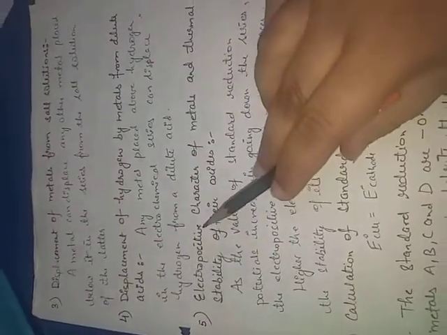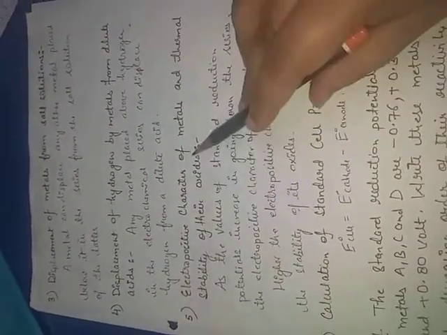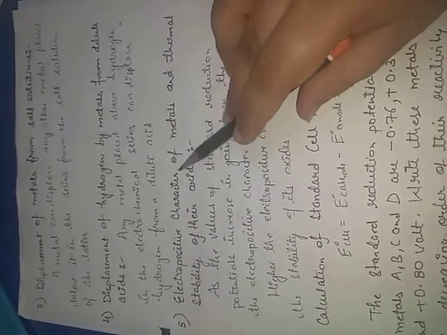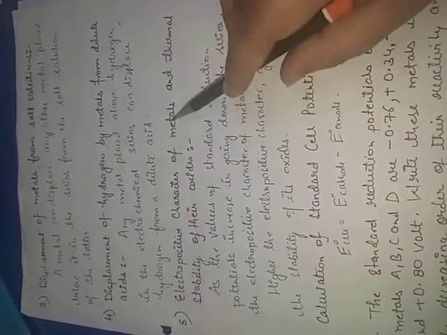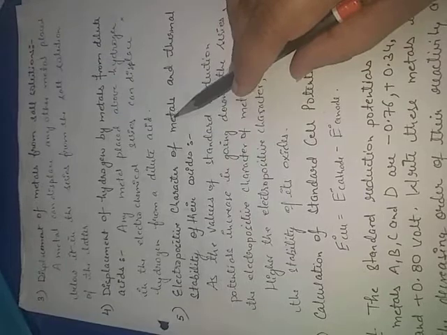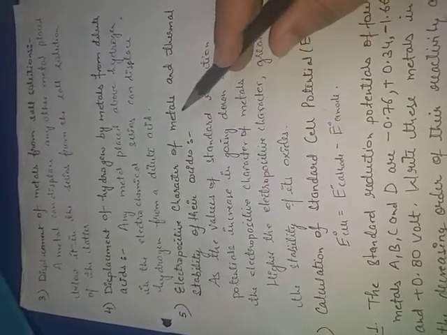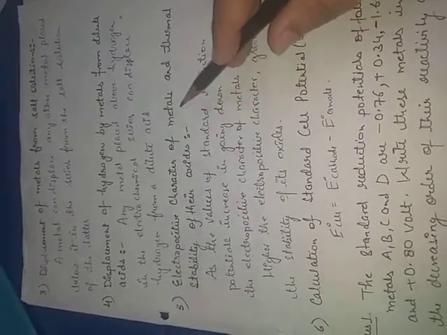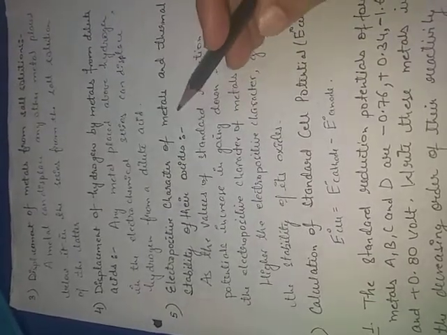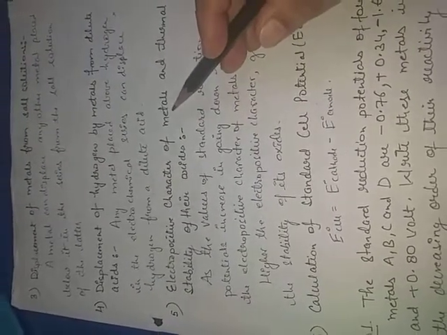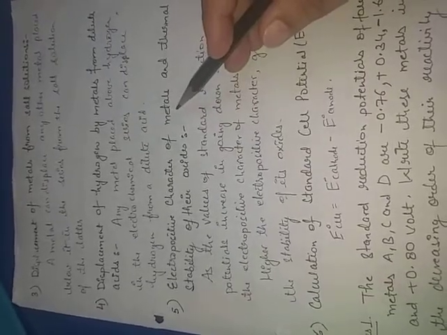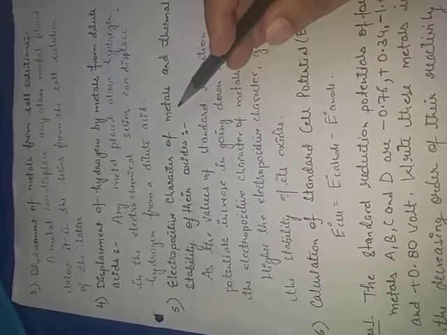Now fifth is electropositive character of metals. Electropositive character is the character of a metal. It means if we see the electrochemical series, the one which is present above in the electrochemical series will have more electropositive character. That is a good reducing agent. It can lose its electrons easily.